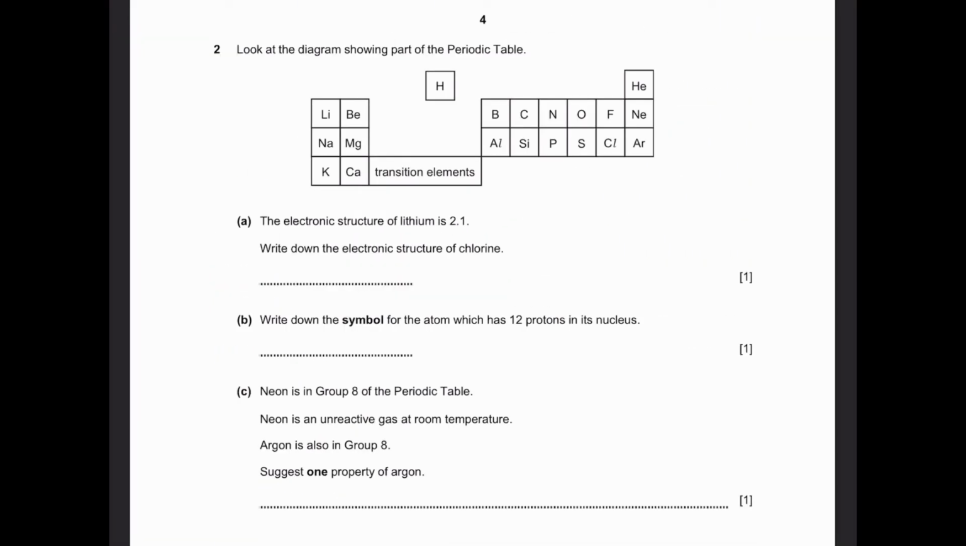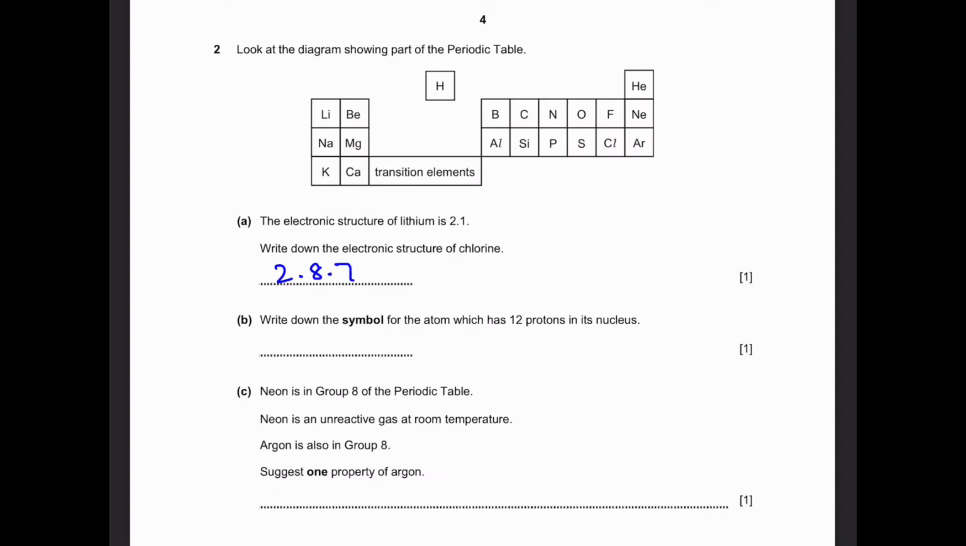Look at the diagram showing part of the periodic table. A. The electronic structure of lithium is 2.1. Write down the electronic structure of chlorine. Chlorine is the 17th element in the periodic table. And the first shell always has 2 electrons maximum. The second one has a maximum of 8. The third also has a maximum of 8. So for 17, we can write as 2, and we have a full 8 shell. And then we have the next shell with 7. So the electronic structure is 2, 8, 7.